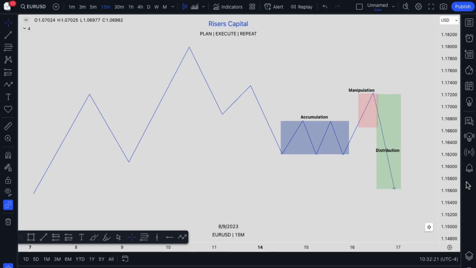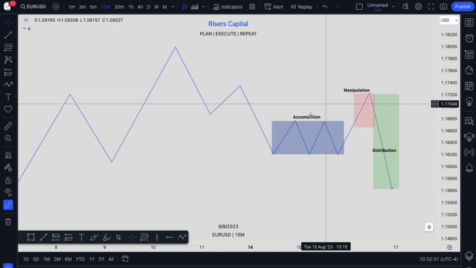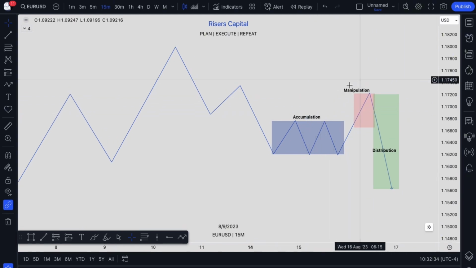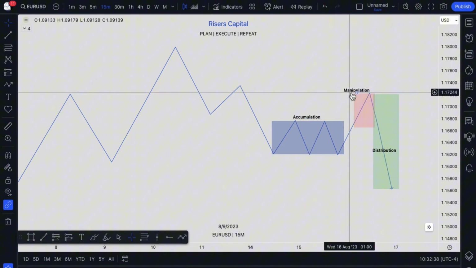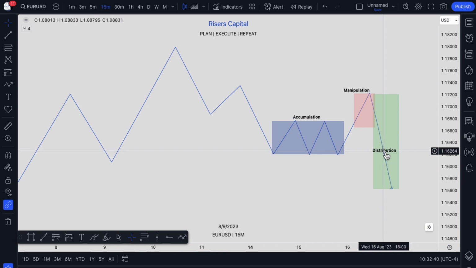Today I'm going to be speaking about the Power of 3 concept and a strategy you can use with it. So the first question is, what is the Power of 3 concept? Well, it consists of three key elements: first is the accumulation, then the manipulation, then the distribution.